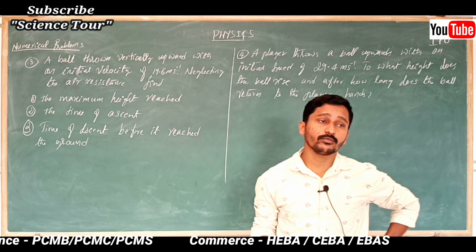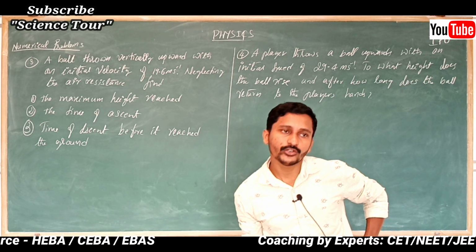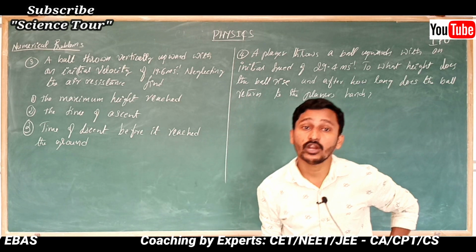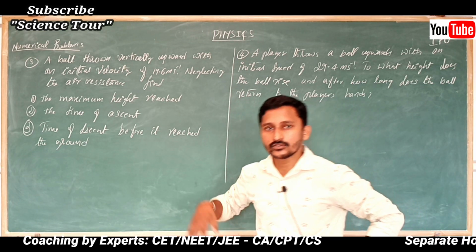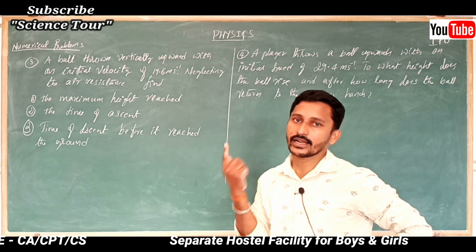See, if any ball has to be thrown upward, it has to reach the maximum height, means what you have to do? You have to apply some velocity, you have to give. Okay, so if you give maximum velocity, it will travel to maximum height, right?